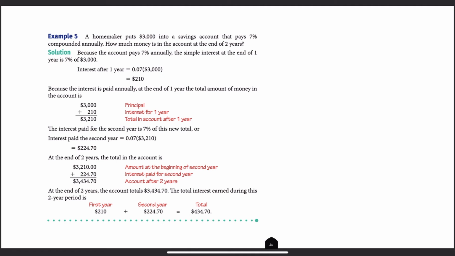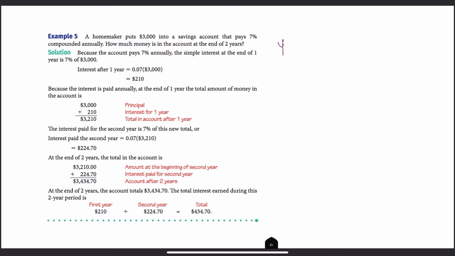Here's another one. A homemaker puts $3,000 into a savings account that pays 7% compounded annually. How much money is in the account at the end of 2 years? So because it pays 7%, then at the end of 1 year, we'll have 7% of 3,000. So let's figure out what that is.